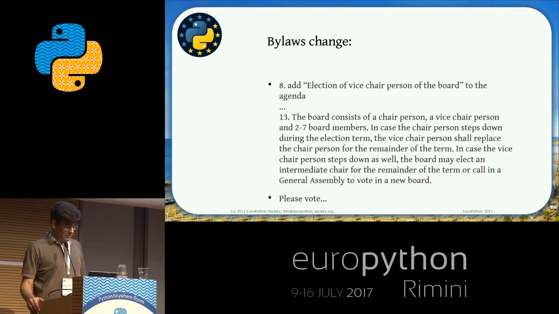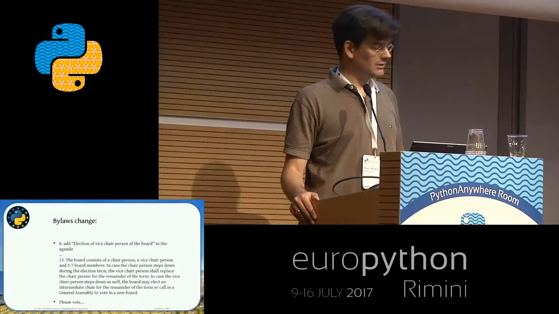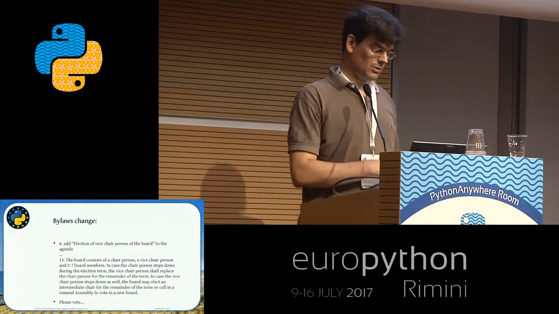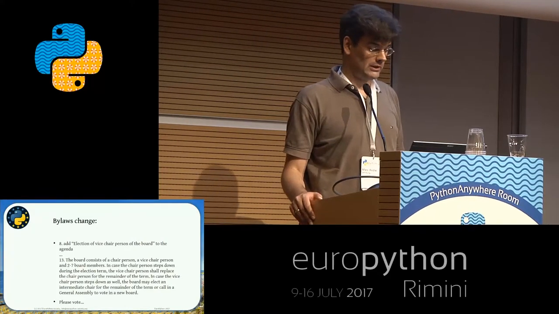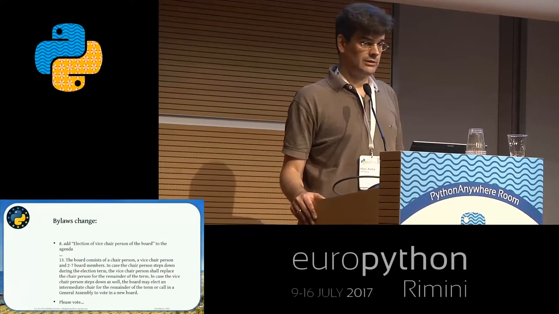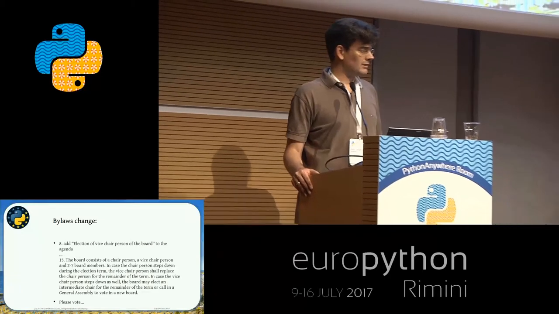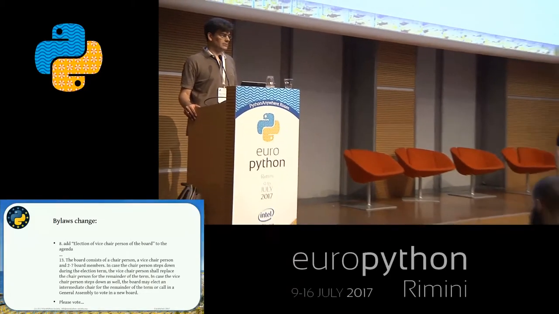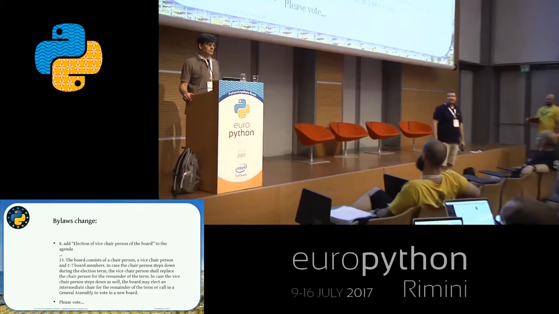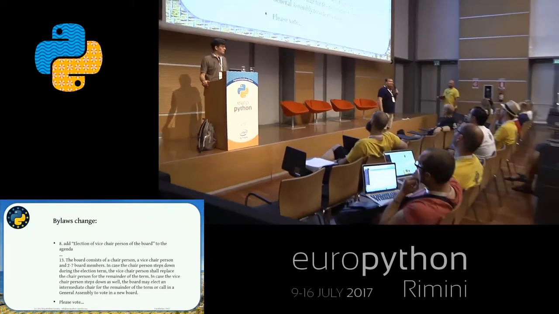In case the vice chairperson steps down as well, the board may elect an intermediate chair for the remainder of the term or call in a general assembly to vote in a new board. So this is what the old board would like to suggest as change. We need to vote on this. Does anyone have any issues with this? Maybe any questions before we vote? No? Okay, then let's vote.